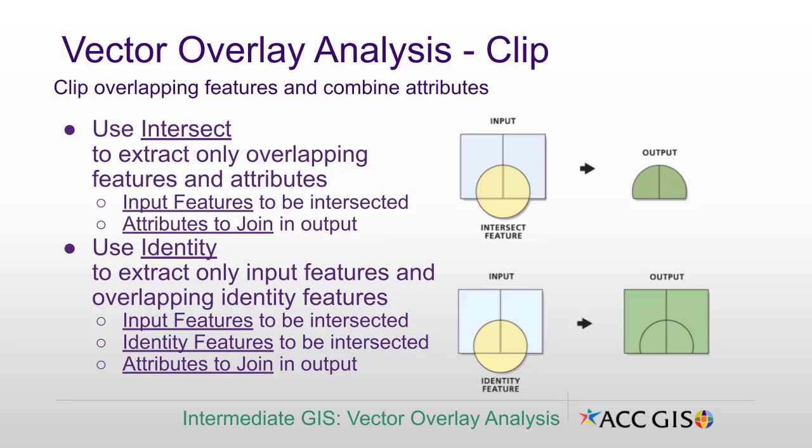Identity allows us to extract only input features and overlapping identity features. In this case, the input and identity features are those to be intersected. And again, the attributes to join in the output are those attributes that will show up in the output. But the difference between intersect and identity is that the output includes all of the input and then the intersecting portion of the identity feature.